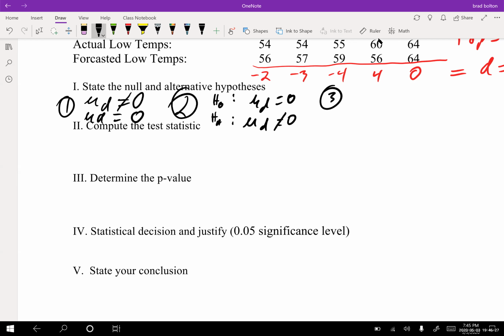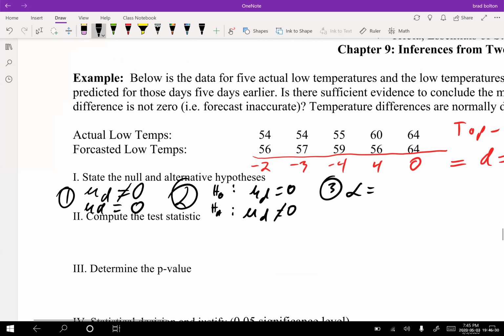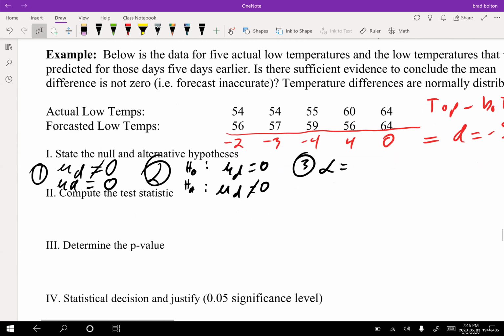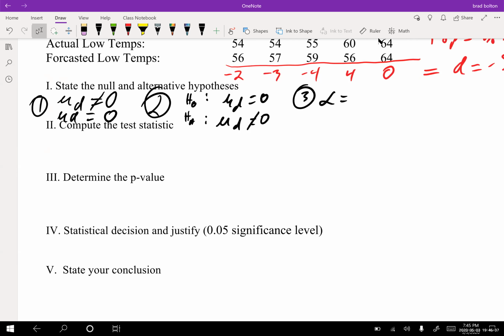And then we know step 3 that alpha is worth, let's see here. I think they say it up here. 0.05 significance level, so 0.05. So we have a two-tail test. Okay, so we're going to compute the test statistic. So the thing is, we've hopefully been getting used to using our calculator. So we know that our step 4 is going to be, since we're working with means, finding a t.